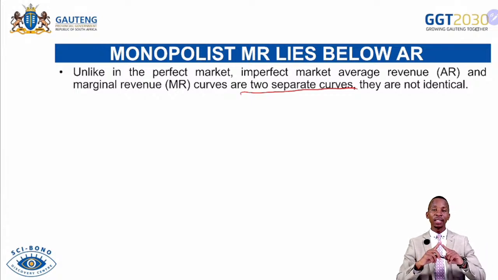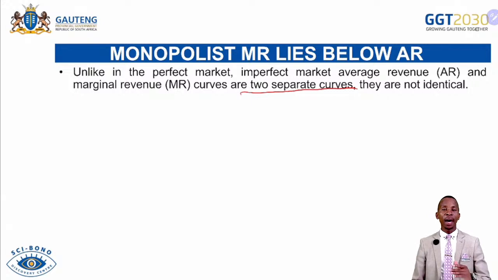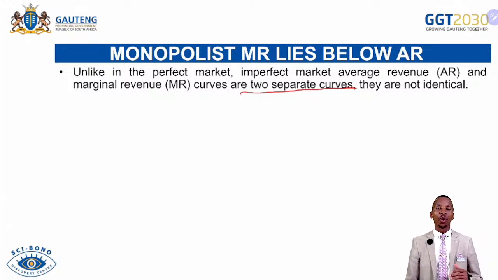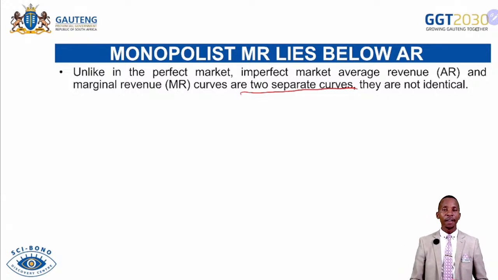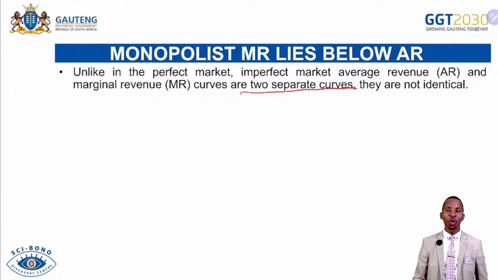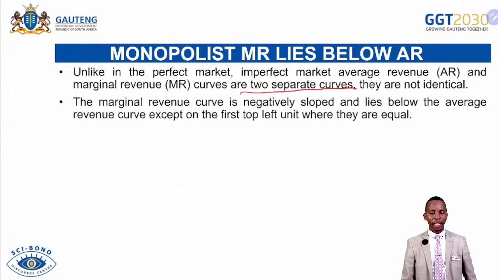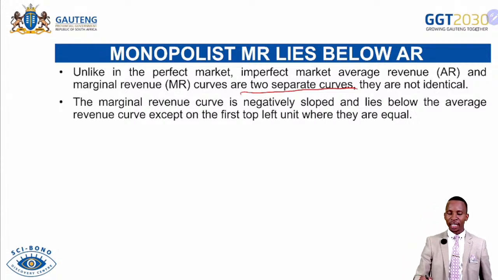They meet once on the first point and they separate going down. And then MR will always cut the horizontal axis in the middle. AR will be sloping down as a downward sloping demand curve, because AR refers to the demand. The marginal revenue curve is negatively sloped.